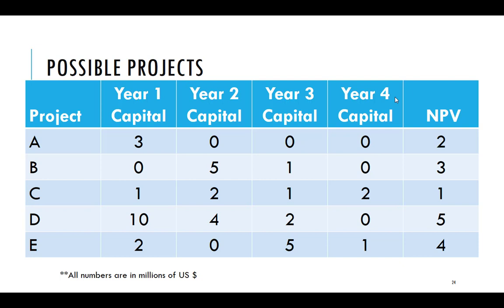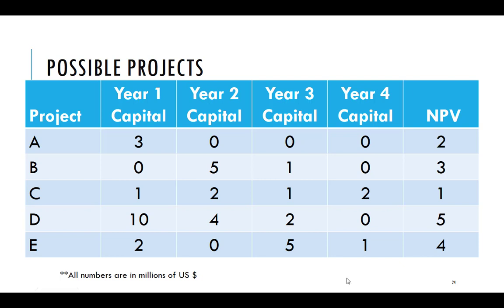On the other hand, project B doesn't take any money in the first year, but it does take $5 million in the second year, $1 million in the third year, nothing in the fourth year, for a net present value of $3 million. So we need to now look at maximizing net present value, but there are some constraints that we need to also consider. So let's look at the constraints.